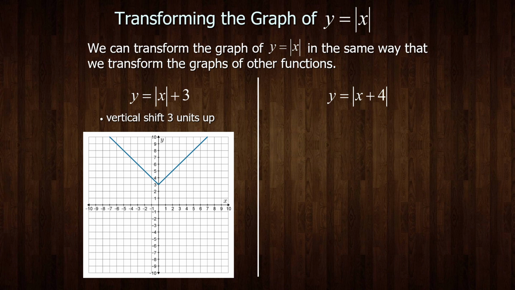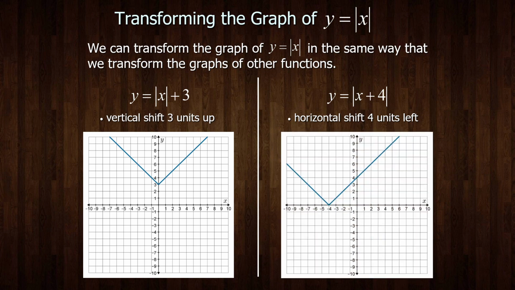What about y equals the absolute value of x plus 4? Notice we've replaced x in our base function with x plus 4. So this is a horizontal transformation, specifically a horizontal shift 4 units to the left. And we can graph that just the way we graph transformations for all of our other functions. We'll take our base function and move it 4 units to the left.